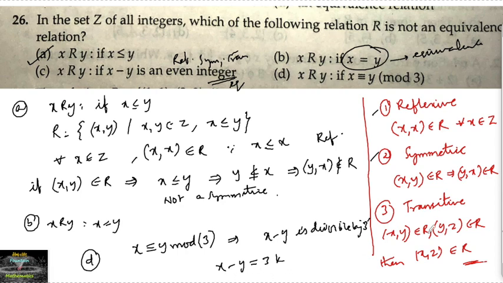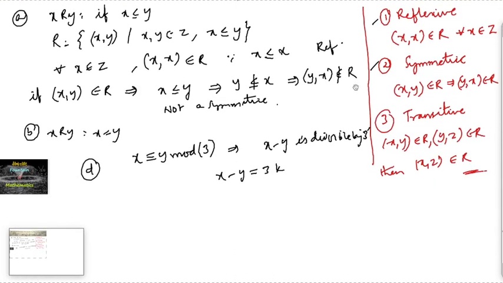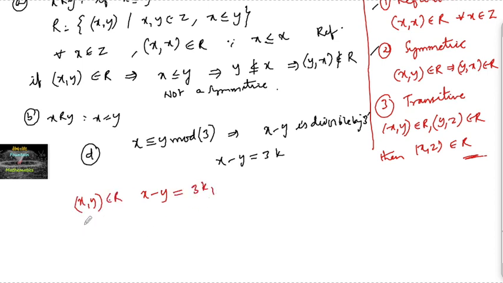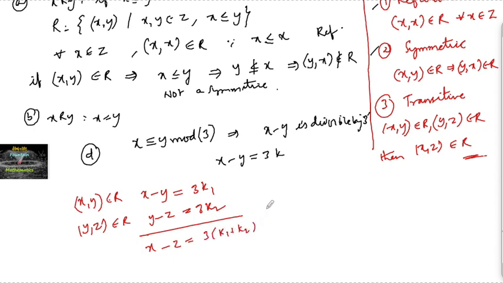And for transitive, let me write here. Let (x, y) belongs to R. That means x minus y is equal to 3k1. (y, z) belongs to R, that is y minus z is equal to some 3k2. Now if I add these both, I get x minus z is equal to 3 times (k1 plus k2), where k1 and k2 are some integers. So k1 plus k2 is also an integer.